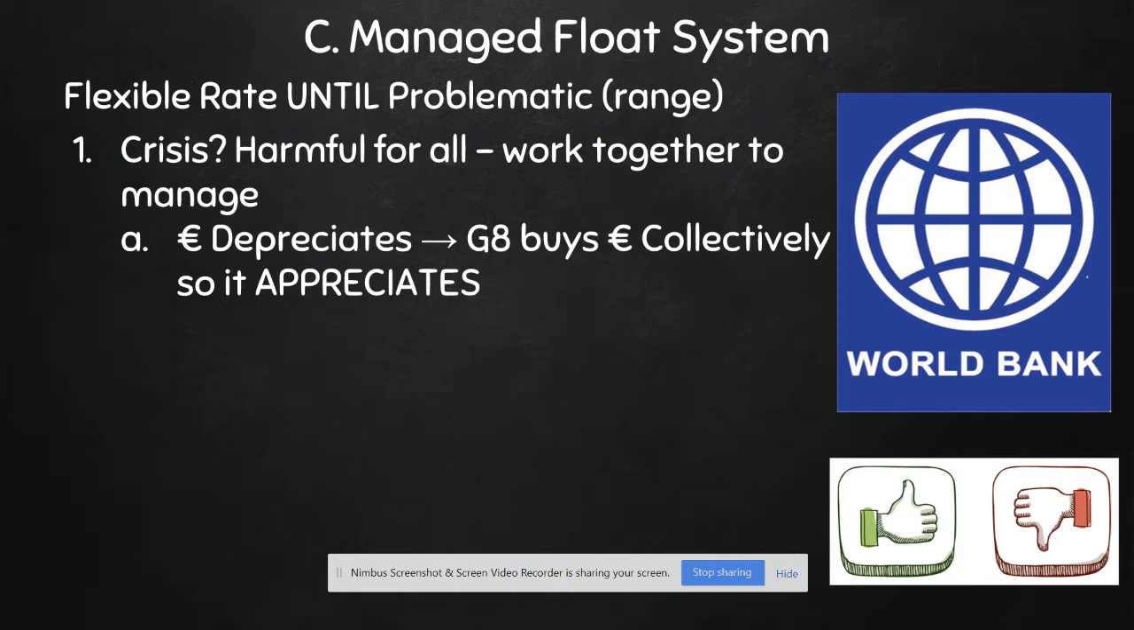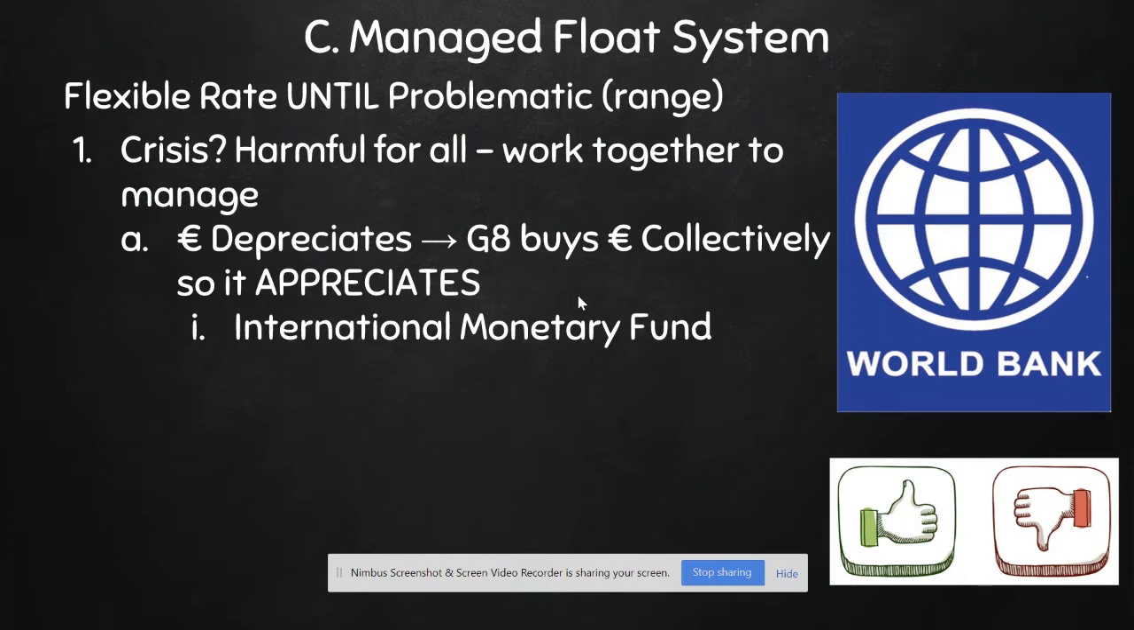The euro depreciated in value to the point where it was outside of this range. And then what happened is the G8, which is 8 of the largest economies in the world, all collectively bought euros. And when they bought euros, they depreciated their own currency, but they appreciated the euro currency. So euros became more valuable and they got back within the range that they thought desirable. And they did this using the International Monetary Fund, which is a fund held by the World Bank. All these nations collectively pay into that, and they can use it to manipulate currencies in this way.